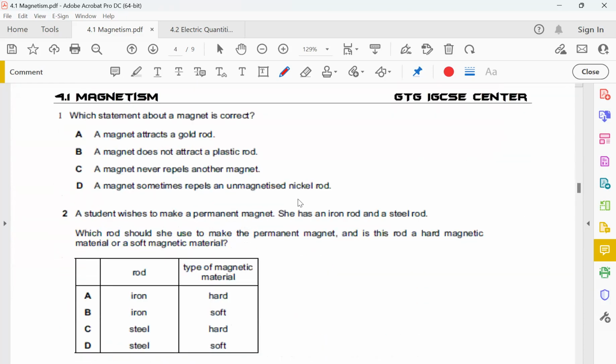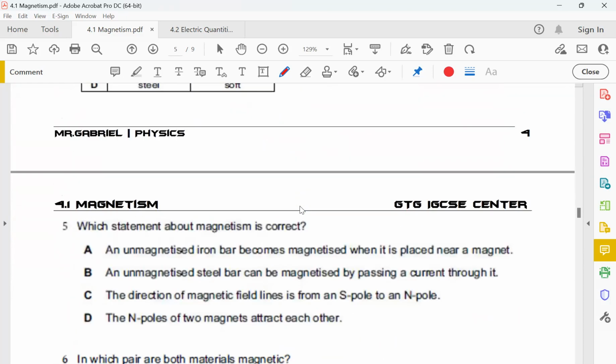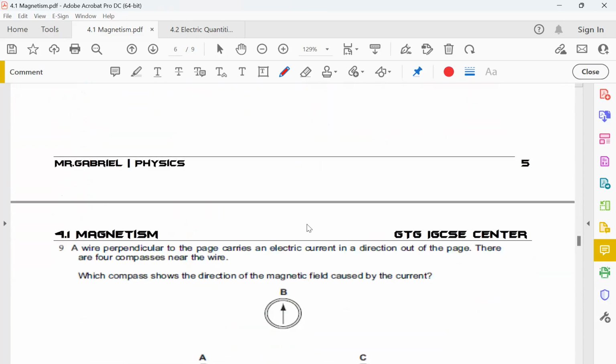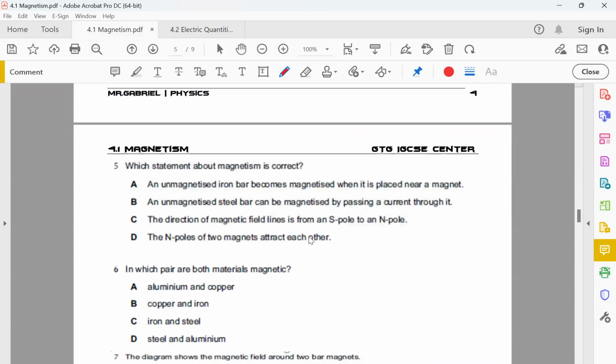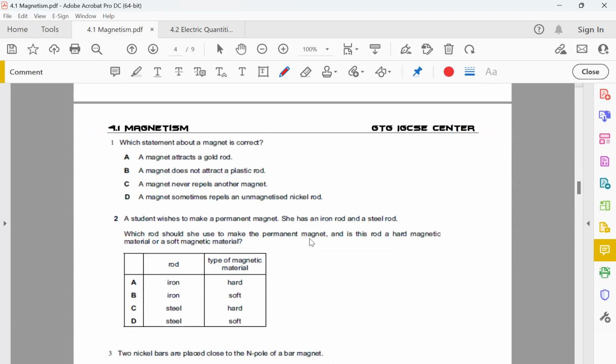Then after that, I asked you all to attempt the questions here, and then we were supposed to discuss this, guys. Let's go through each and every one of the questions one by one, guys.